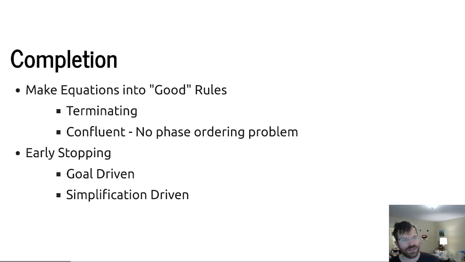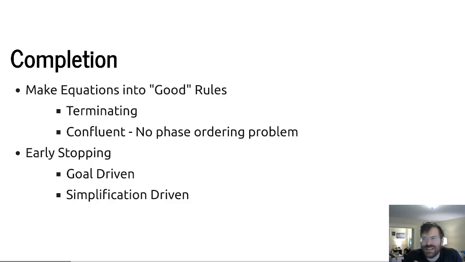Okay, so going more into completion a little bit, completion makes equations into good rules, ones that are terminating and confluent. And when you say confluent, you could think of this as the no phase ordering problem. It doesn't matter particularly what order you apply your rewrite rules in. You don't lose the ability to eventually find that good term if you pick a bad ordering of your rewrite rules.